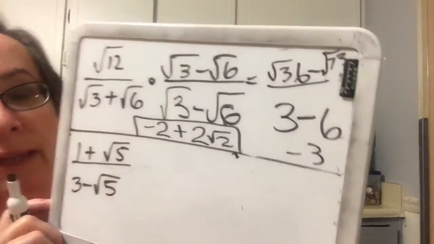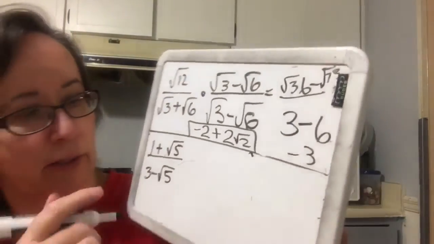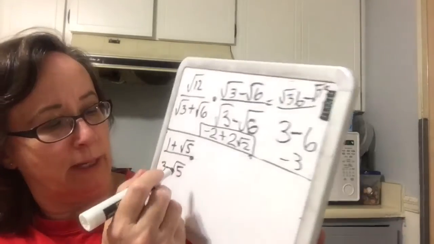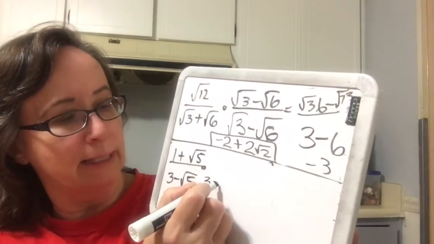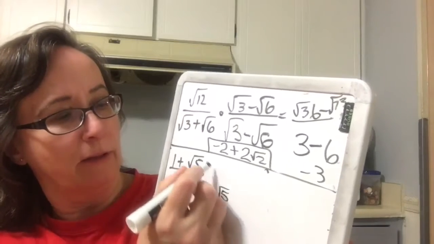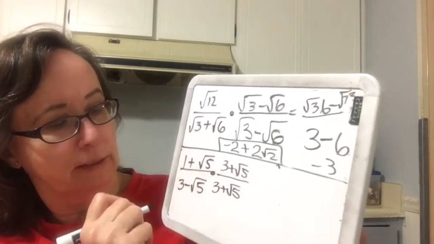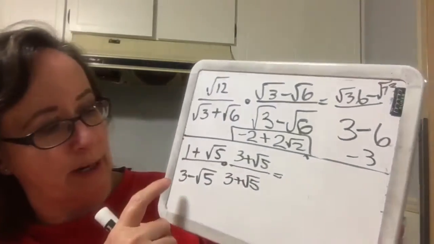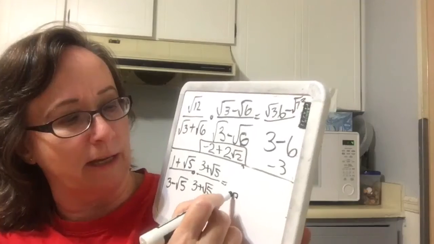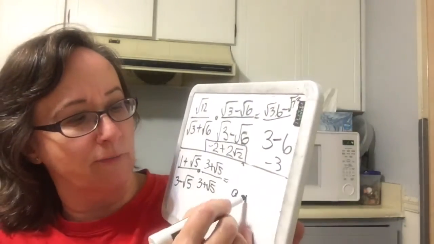Okay, the next one has one radical but 2 terms in the denominator. So we're going to multiply this one by 1 in the form of the conjugate of the denominator, 3 plus the square root of 5, over 3 plus the square root of 5. So the denominator is going to be a squared minus b squared, or 3 squared, which is 9, minus the square root of 5 squared, which is 5.